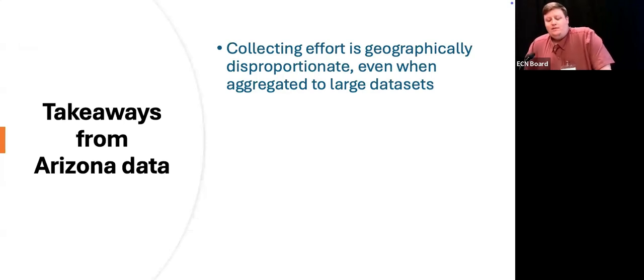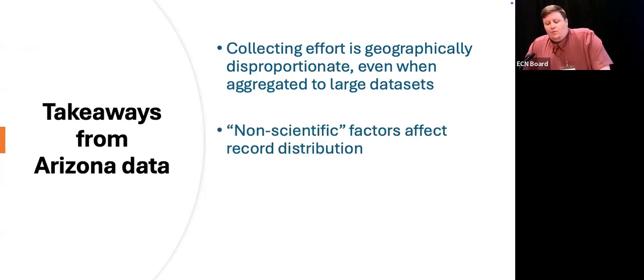So the takeaways from this: collecting effort is clearly disproportionate geographically. And this is happening even across aggregation, right? So it's not just one or two collections and the rest of the collections will fill out the rest of the space. These are underlying trends. And I would argue that there are non-scientific factors that are affecting this. There is something special about the Chiricahua Mountains, but there's something special about a lot of these other places that we're not going to as well.